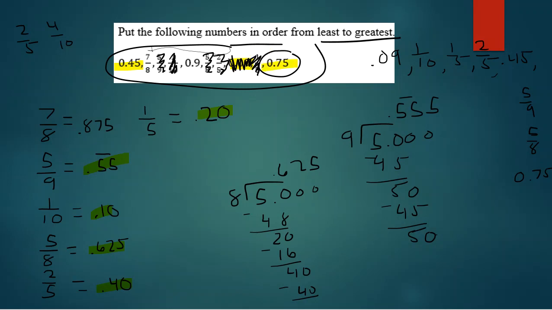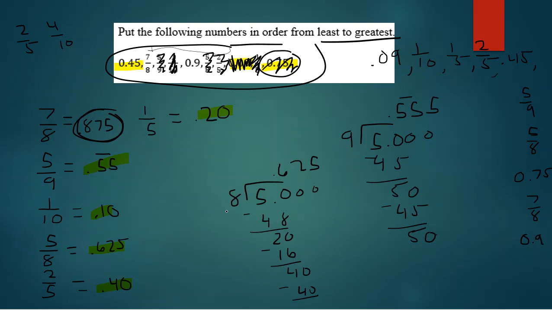Okay, so we can cross that one off. And then we have our 0.875, which is our 7/8. Okay, money-wise, that would round to like 88 cents. And then last but not least, we have our 0.9. Okay, so that was a lot of work, wasn't it? Putting those in order from least to greatest.